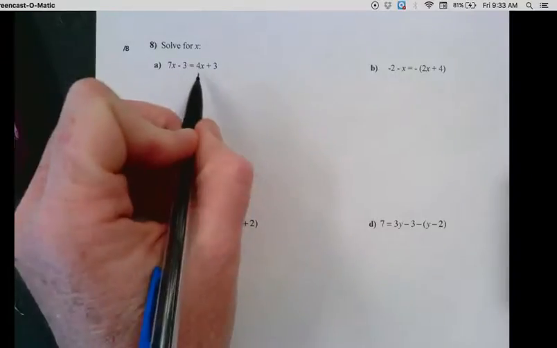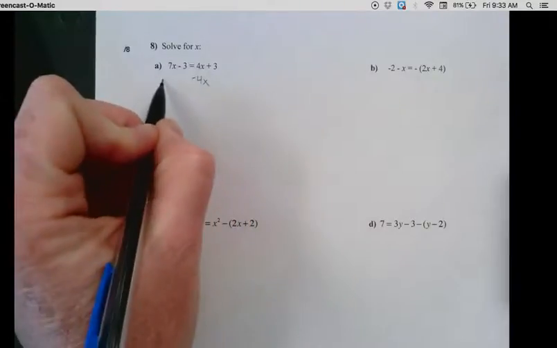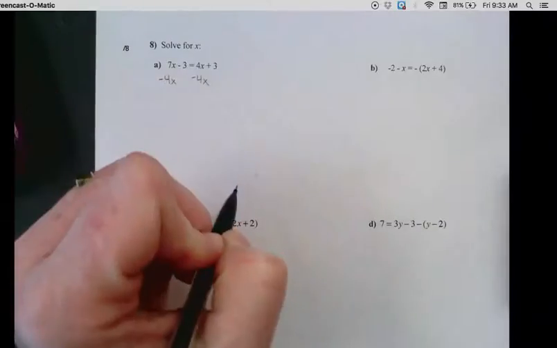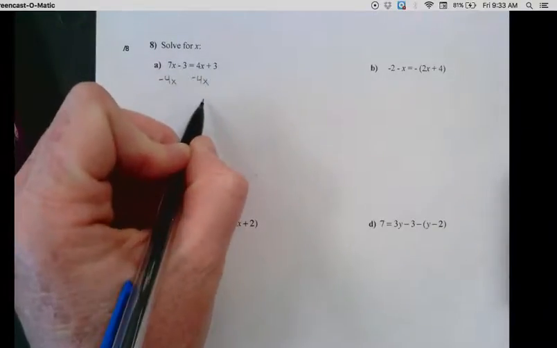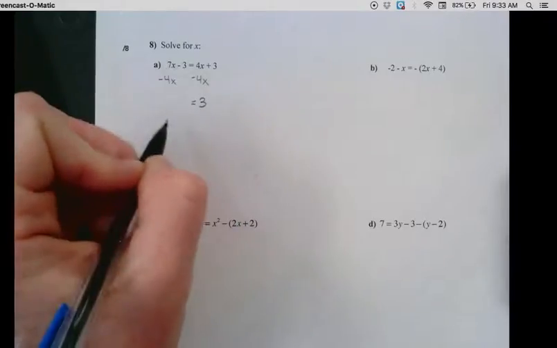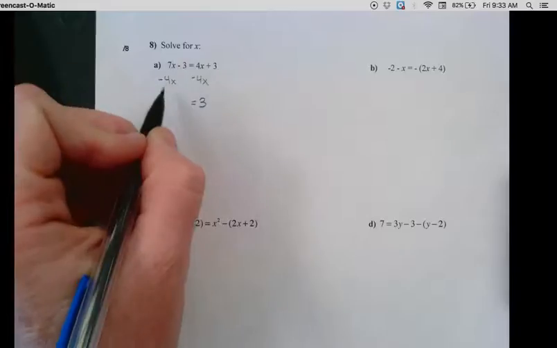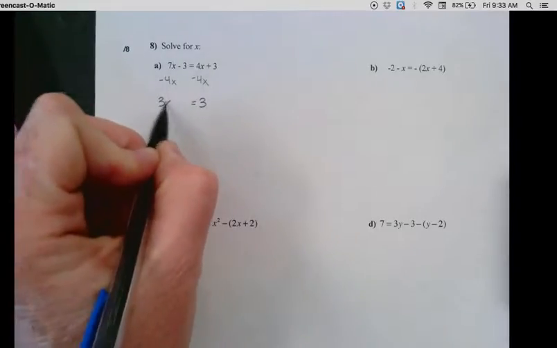So I need to add four negative x tiles to both sides, right? You have to do it to both sides of the equation, Matt. So those are zero pairs. They will go away. I'm left with just three. And over here, I've got 7x tiles and 4 negative x tiles, so I'm left with just 3 x tiles.